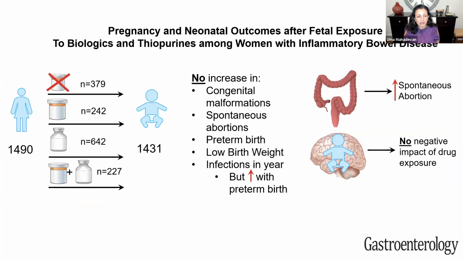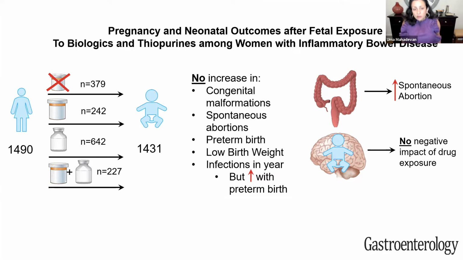So the bottom line data is that we had 1,490 women for whom we had pregnancy end data: 379 on no medications of interest, meaning not biologics or azathioprine, 242 on azathioprine, 642 on a biologic, and 227 on combination therapy. So almost 900 on biologics. Of those, 1,431 had a live birth.